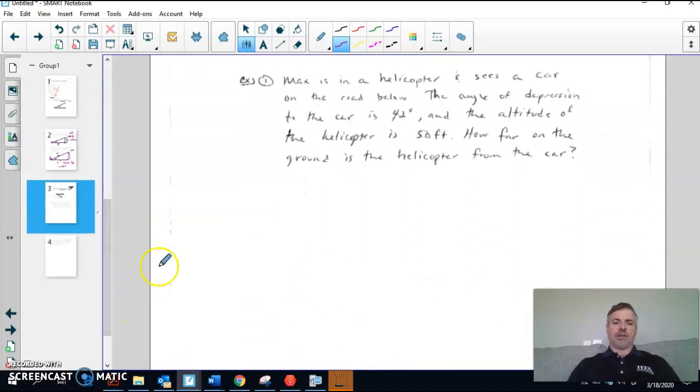It's Max again. Now Max is in a helicopter and he sees a car on the road below. So I'll try my artistic talents here. I need a helicopter, something like this. Not a bad helicopter. So we got a helicopter and then a car on the ground. Something like that. We'll put some wheels on it.